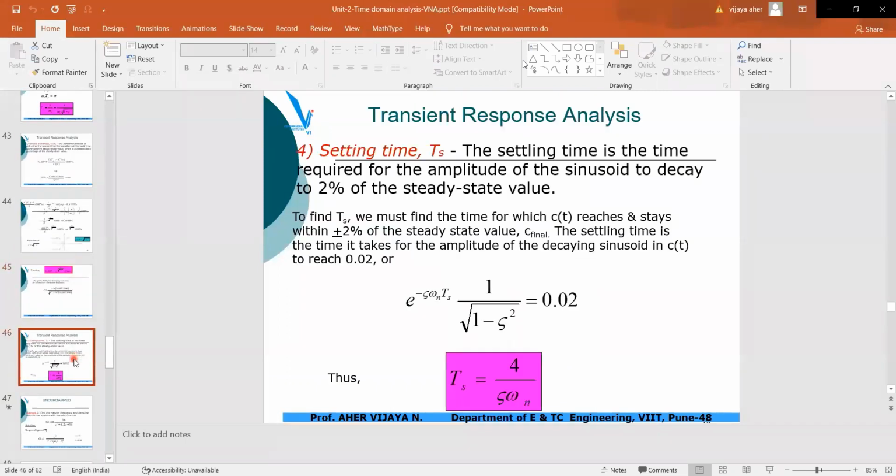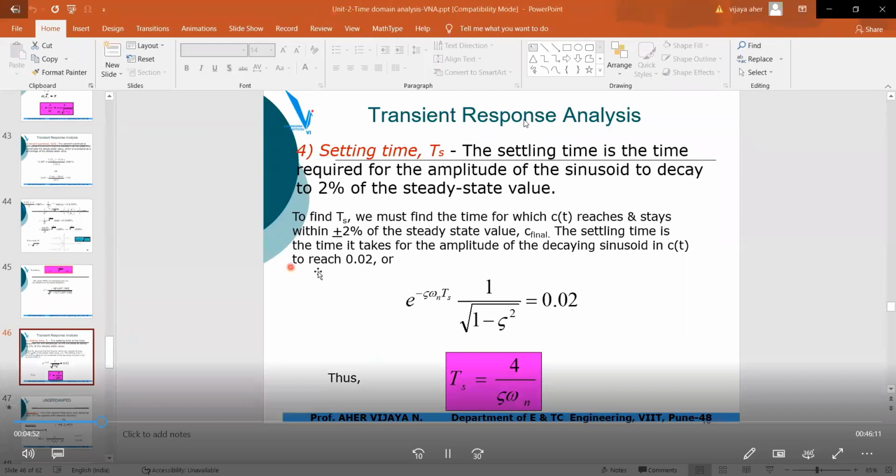Now the last parameter remaining is settling time. Students, please give the heading settling time, denoted by capital T suffix S. Please give the heading. Settling time, the last parameter.